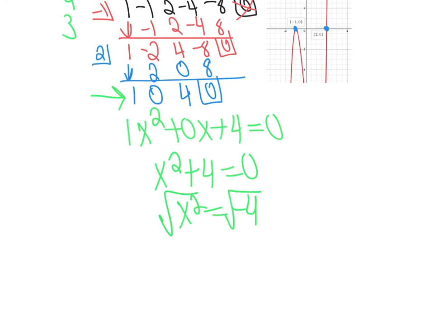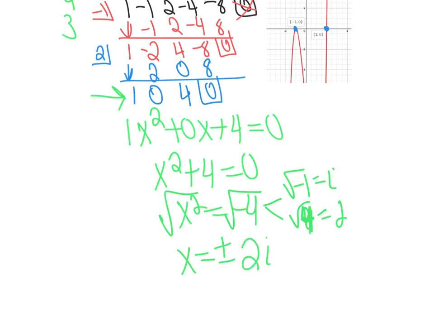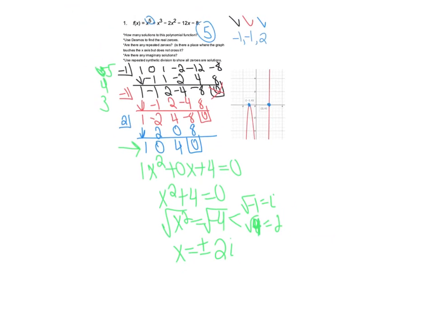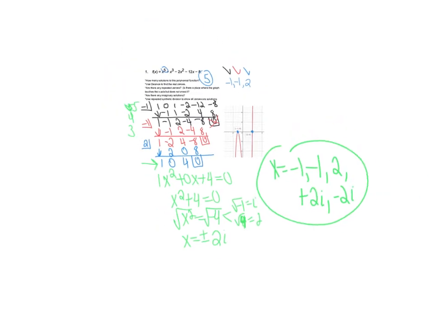And then again, when I take the square root, that's where my last two solutions are coming from, the plus or minus. Remember, the square root of -1 is i, and the square root of 4 is 2. So we'd have plus or minus 2i. So all of our solutions are going to be x equals -1, -1, 2, positive 2i, and -2i. And if you count them, there's 5, just like there was supposed to be.